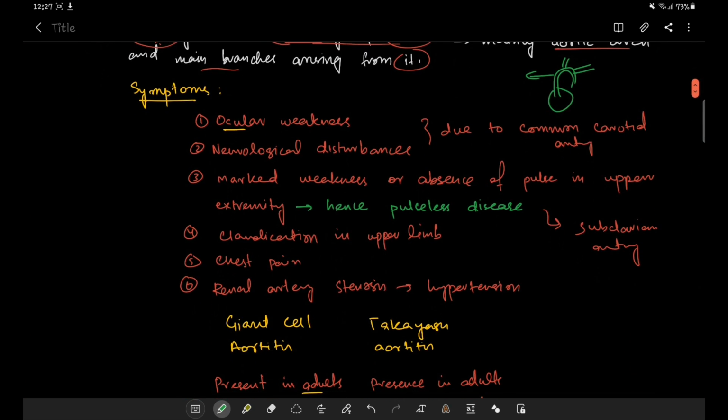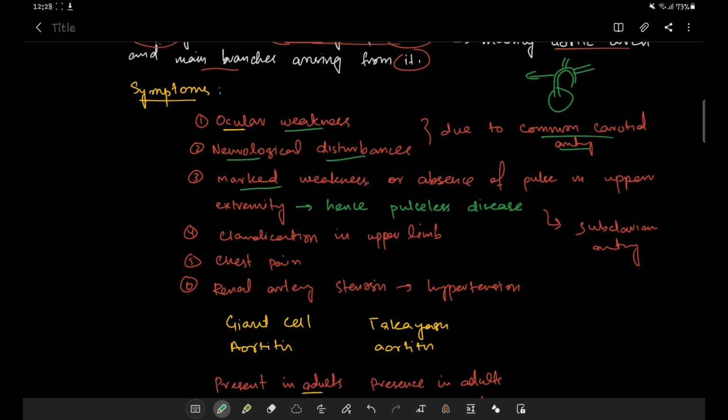Now coming towards its signs and symptoms. So it mainly involves the arteries arising from the aortic arch. So there will be ocular weakness, there will be neurological disturbance, and this is mainly due to the involvement of the common carotid artery which arises from the aortic arch.